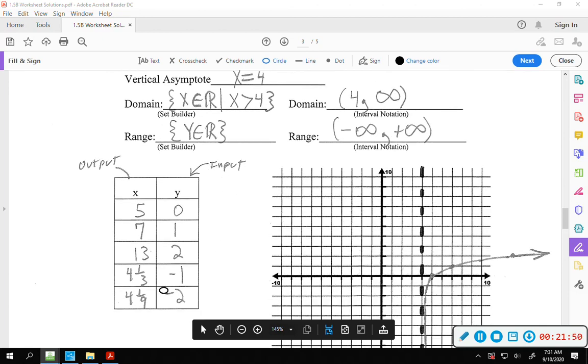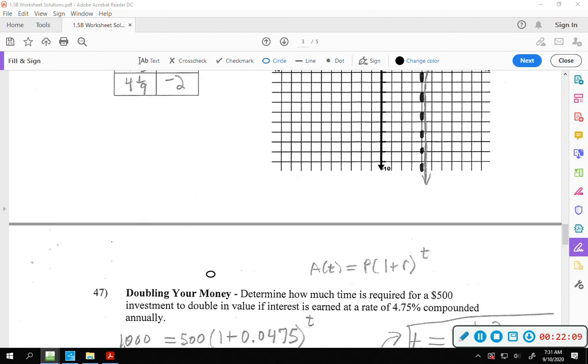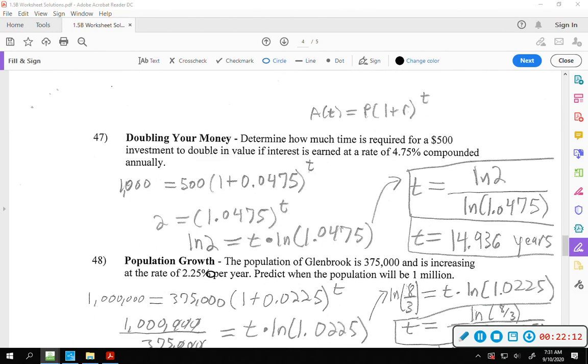I expect at least one input that shows a fractional output, so you are indicating how you are approaching the asymptote. I put 2 here, but you're going to have to put at least one of those on tests and quizzes to indicate how you're approaching the vertical asymptote. Okay? All right. Problem number 47.